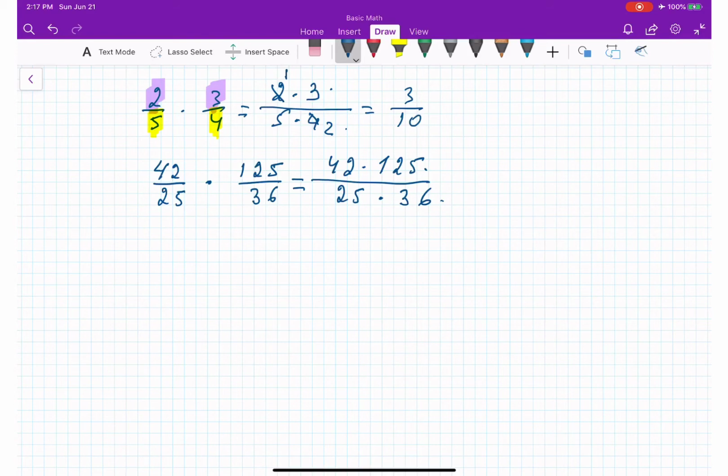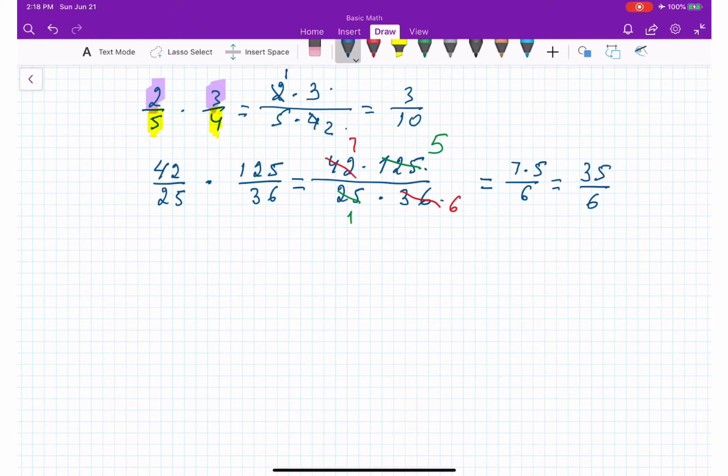Both of them I can divide by 6. So 42 divided by 6 is 7. 36 divided by 6 is 6. Now, at the same time, I can reduce 125 and 25. Both of them I can divide by 25. So 25 divided by 25 is 1. 125 divided by 25 is 5. Anything else? I don't think so. You have 7, 5, and 6. You can't reduce anything anymore. So 7 times 5 we have left, and 6 is here. So the answer is 35 over 6.